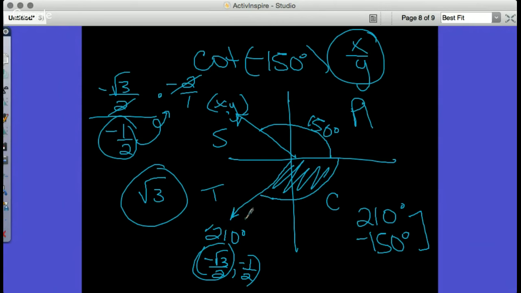Yeah. Now here's something you can maybe think on. If this was a positive here, what would be my value? What do you mean? If I did cotangent of positive 150 and I did x over y, what would be my answer to that? Same thing. That'd be negative. Correct. It would be the same thing. It'd be root 3. The only difference is that it would be negative.